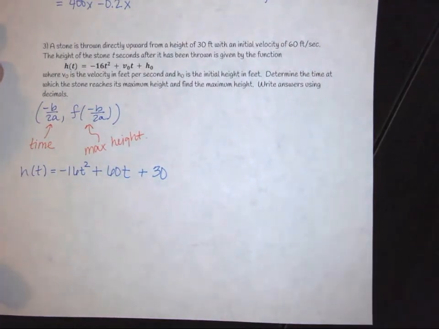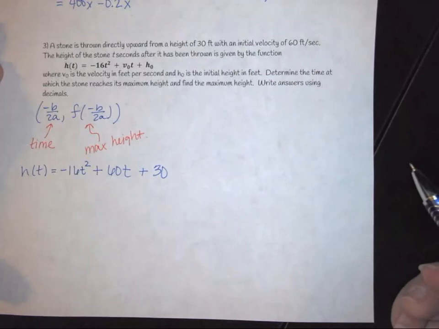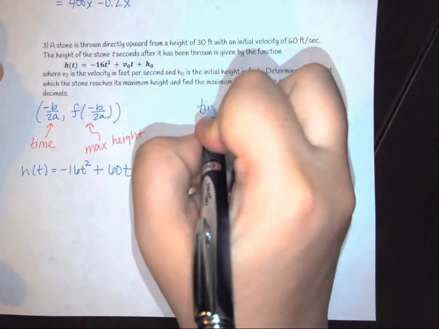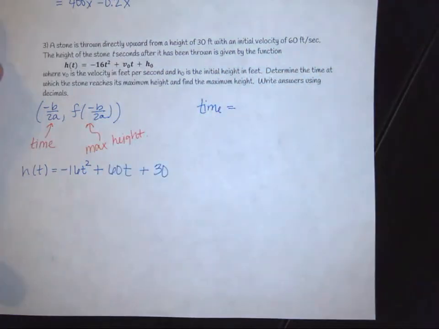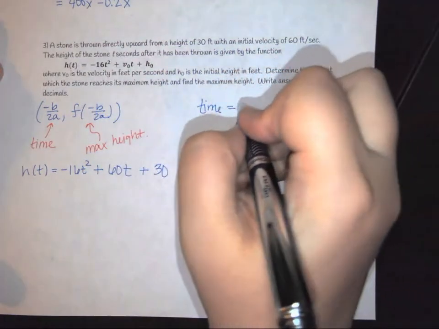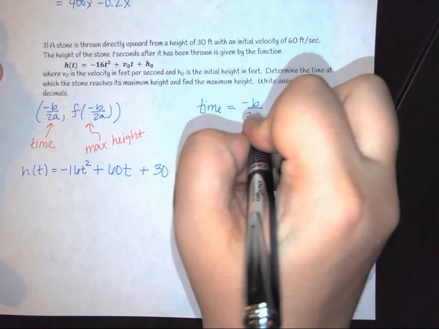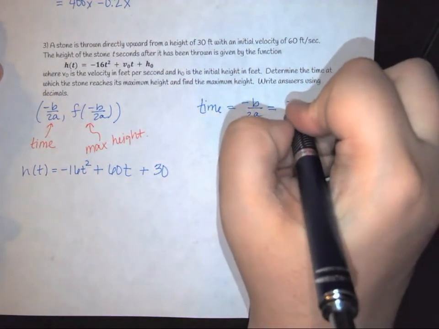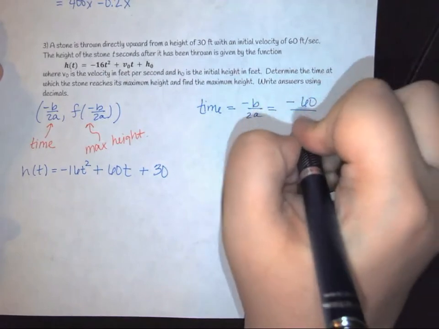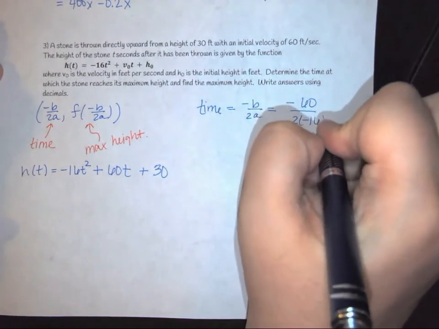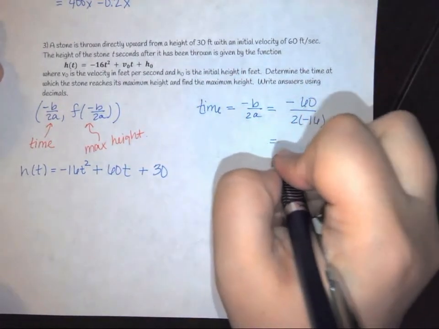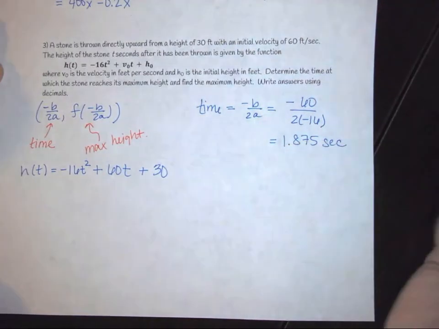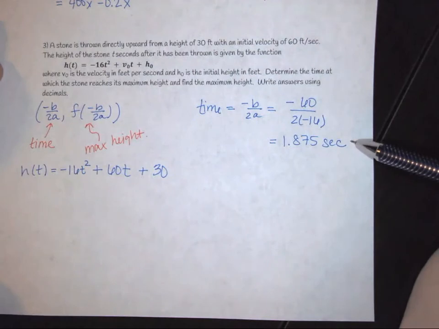Now here, notice we're going to write our answer in decimals. So when we're looking for our time, again, negative b over 2a. So negative b over 2a is what we're going to use. So this is going to be negative 60 over 2 times negative 16. And this should give you 1.875 seconds.